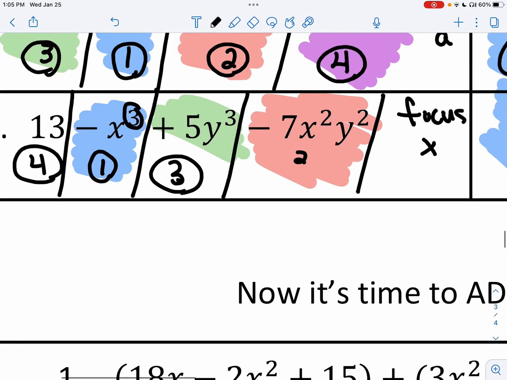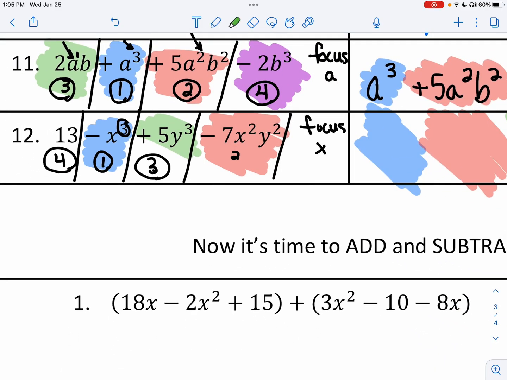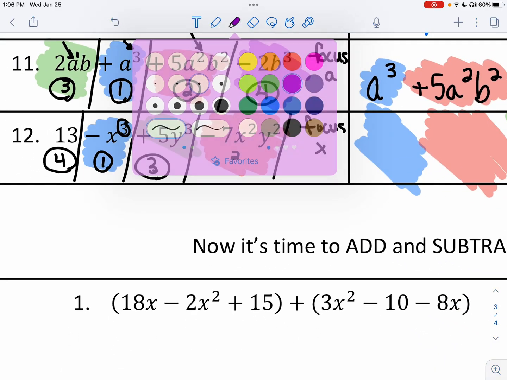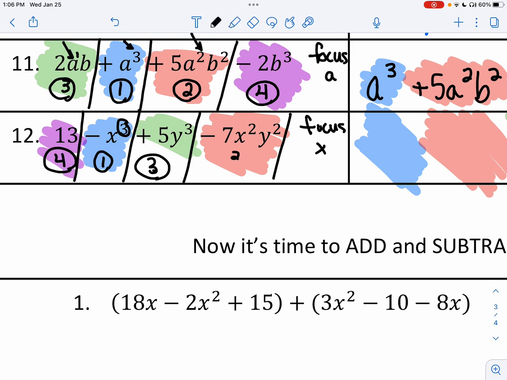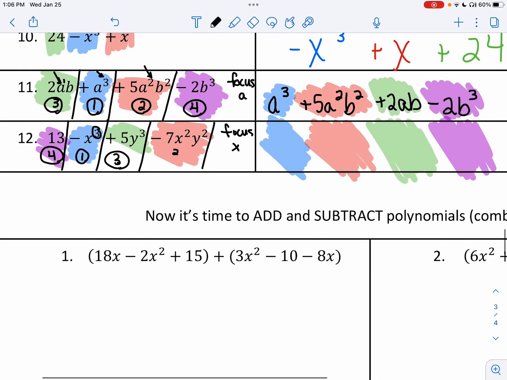Now, if one of those had an x, I would have put that one next, but none of them had an x. So I have number 1 is negative x cubed. Notice how I keep the sign. Number 2 is negative 7x squared y squared. Number 3 is positive 5y cubed. And number 4 is positive 13.